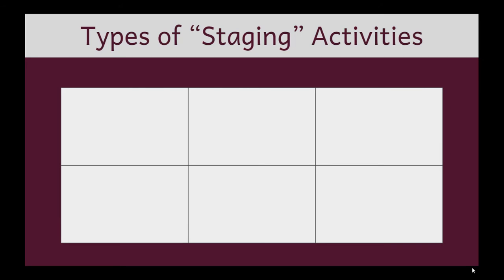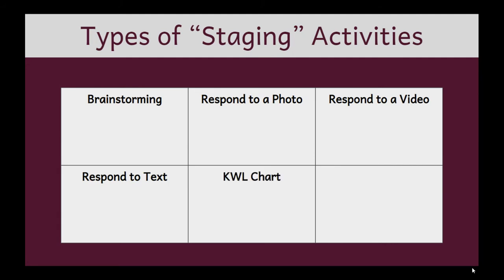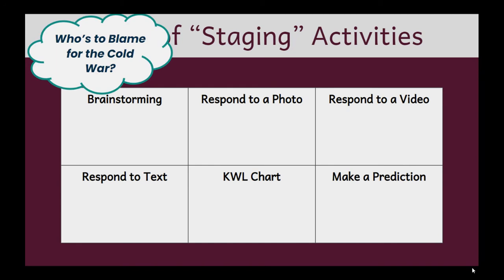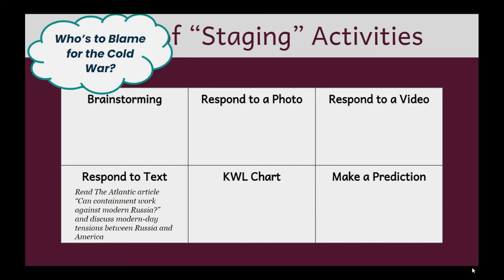There are many different types of staging activities, just like there are lots of different types of hooks. So we have brainstorming, responding to a photo, responding to a video, responding to text, a KWL chart, making a prediction. The possibilities are really endless here. For that example that I'm using in this video, who's to blame for the Cold War, the staging activity that they provide is a respond to text, and it's to read an Atlantic article and discuss modern day tensions. But I'm trying to show that you can really use all of these. It doesn't have to be the staging activity that's provided in the inquiry.